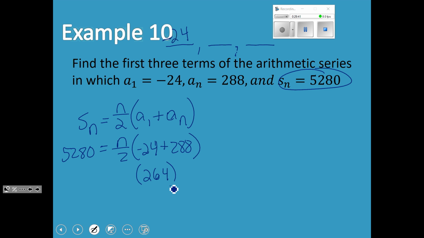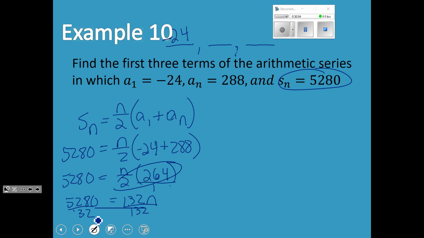minus 24 is 264. And then if you wanted to, you could simplify and divide by 2. So 264 divided by 2 is 132. So 5280 is 132n. So I'm going to divide by 132. 5280 divided by 132 is 40. So n is equal to 40. We know we're going all the way to the 40th term. All right.